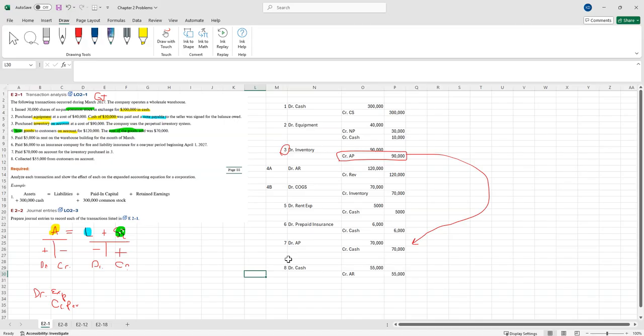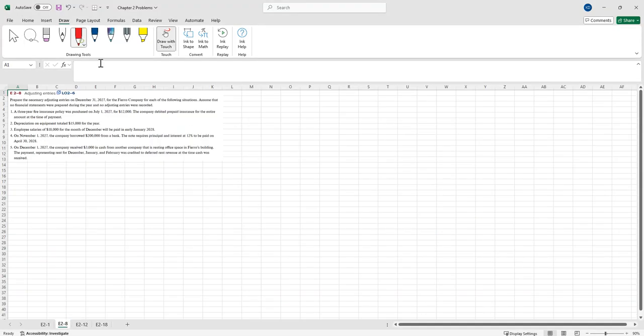We analyzed each transaction and did the journal entry. So all of this should be a review. The more you do these, the more you kind of get it. It makes sense. Let's move to exercise 2.8, the next one over here.